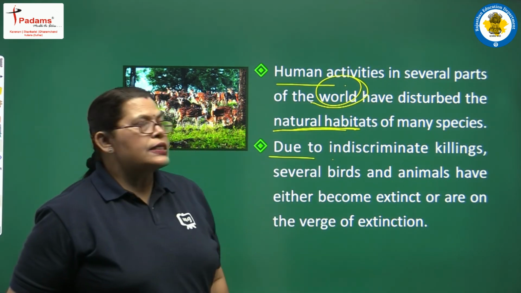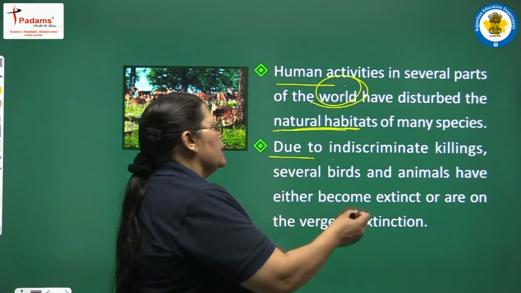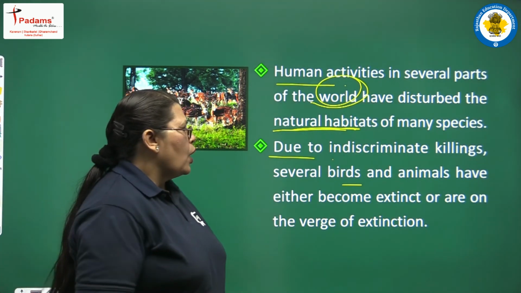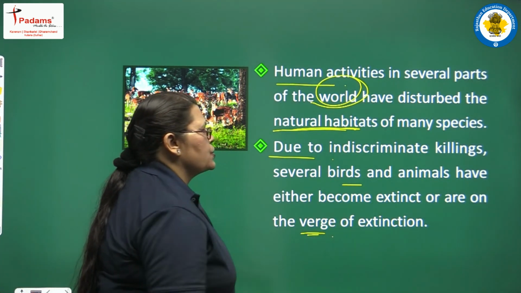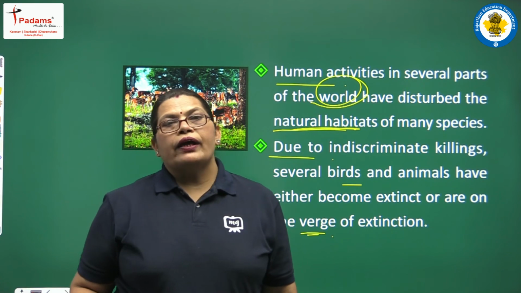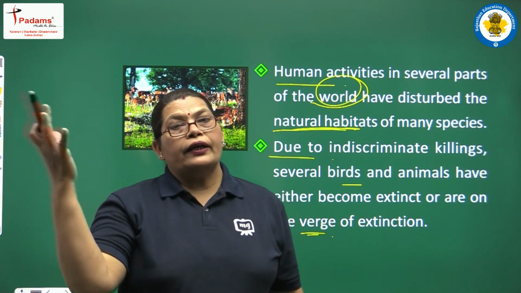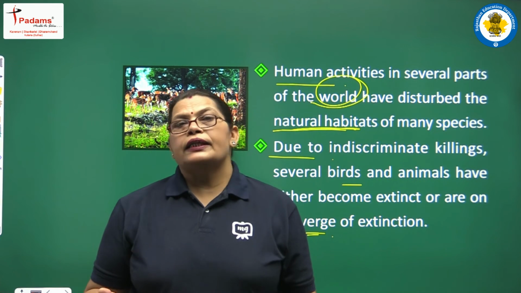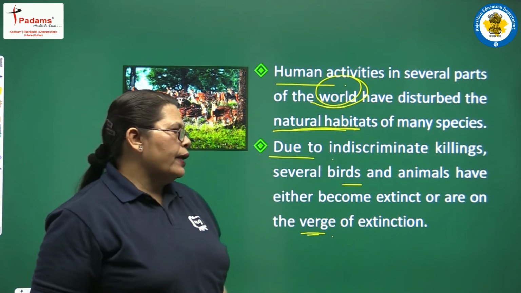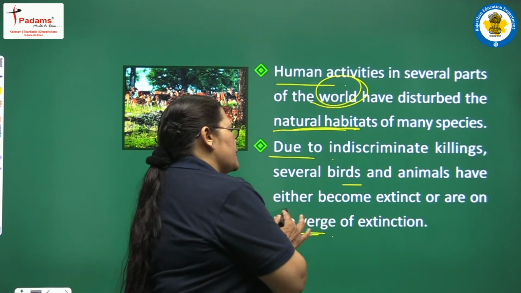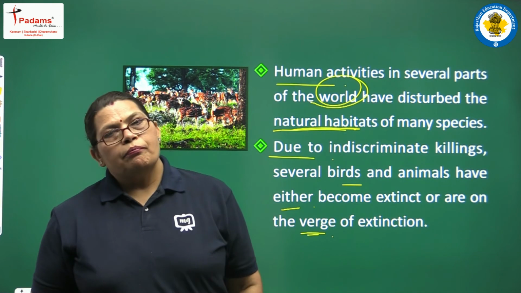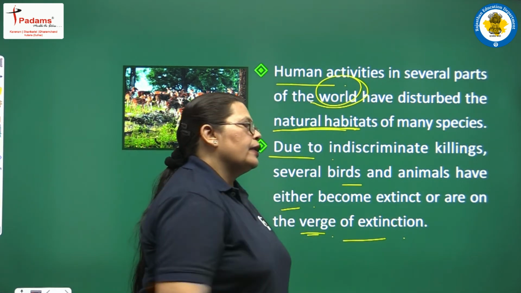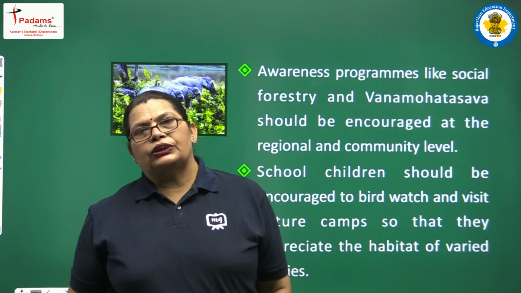Due to indiscriminate killings, what happens? Several birds and animals have either become extinct or are on the verge of extinction. That's why, when we are saying that we are interfering in the lives of all these species, we are killing these species, then what happens? All these species, maybe they are birds, maybe they are animals, are becoming endangered.